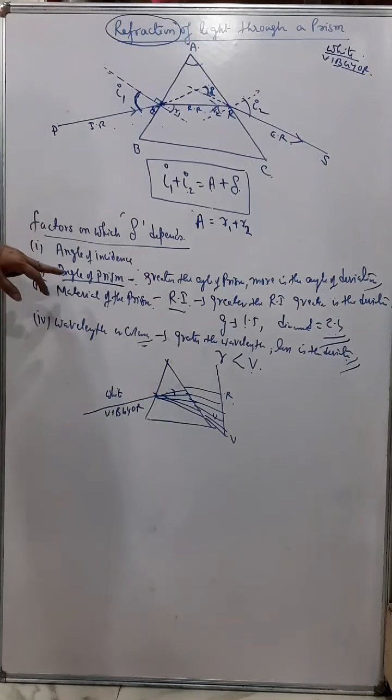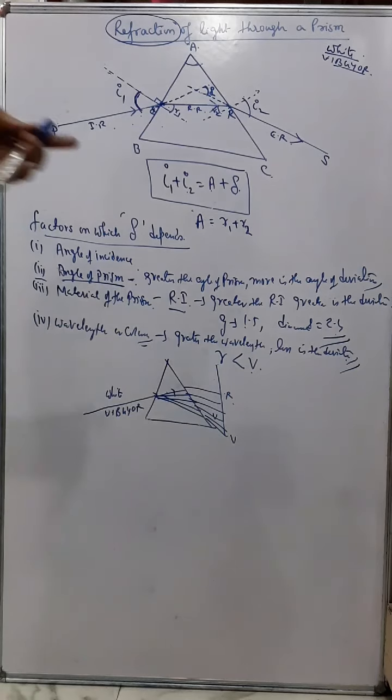So understand, the angle of the prism, material of the prism, wavelength or color, and it also depends upon the angle of incidence. Okay, the angle of incidence I am explaining now.